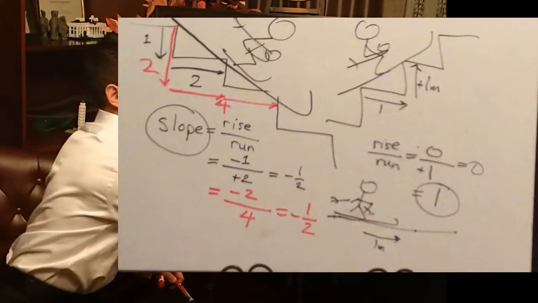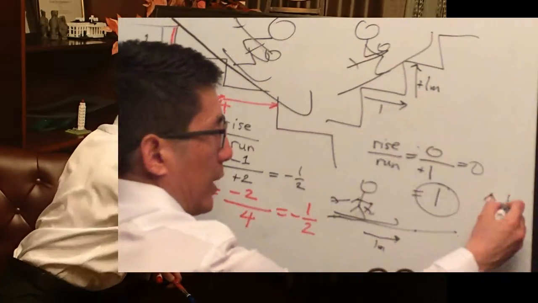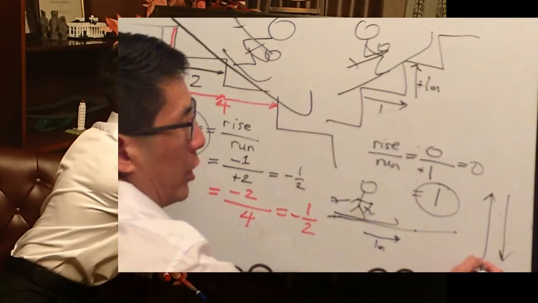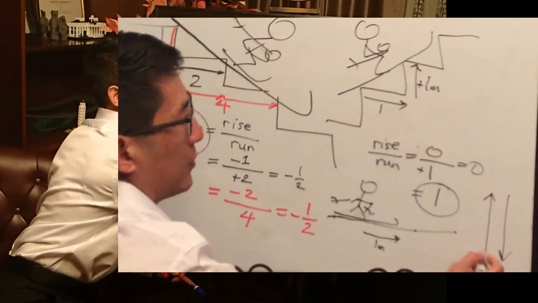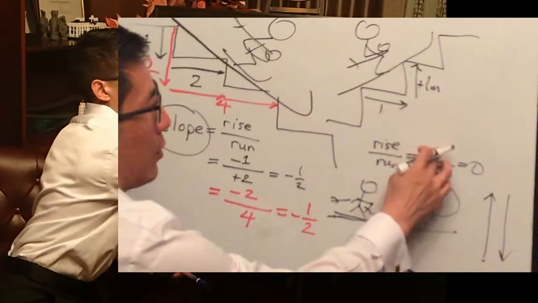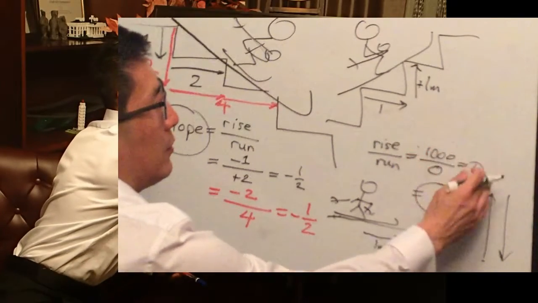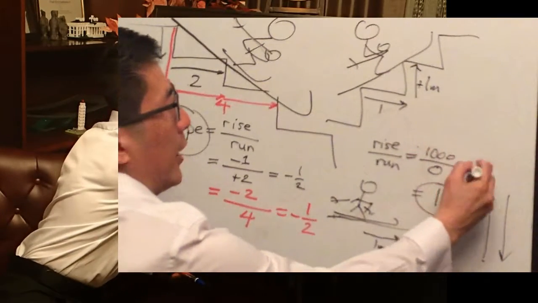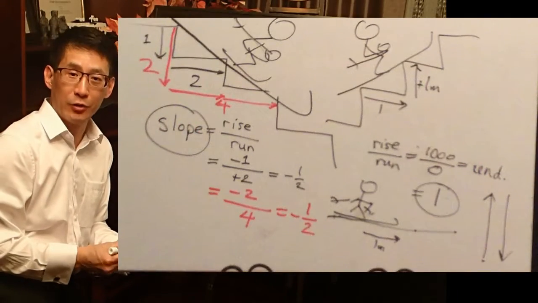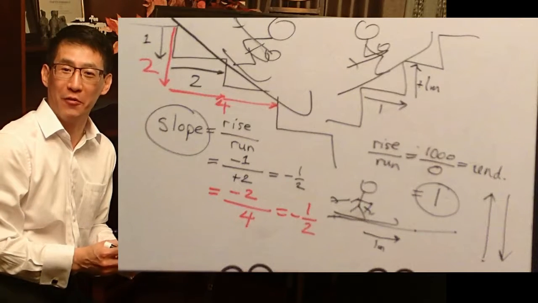What happens if you're going straight up like this or straight down? Now your slope, because you're not going across, your run is 0. And in this case, it doesn't matter how high or low you're going. You could go up 100, maybe even 1,000 meters. And what happens is you get undefined. At least that's the official version. More on this in the grade 12 math videos.